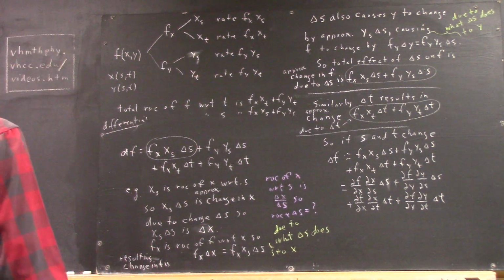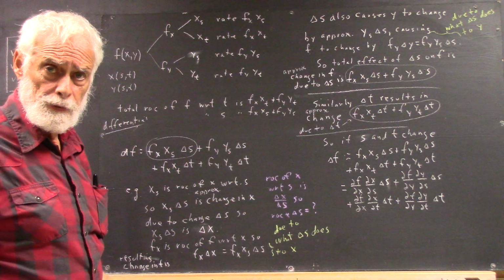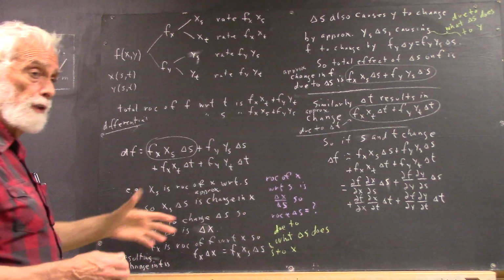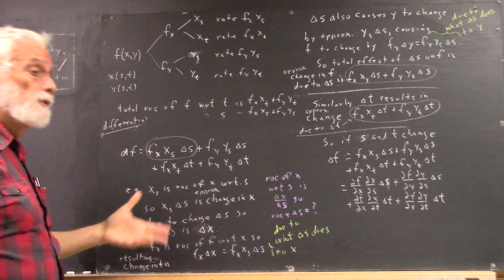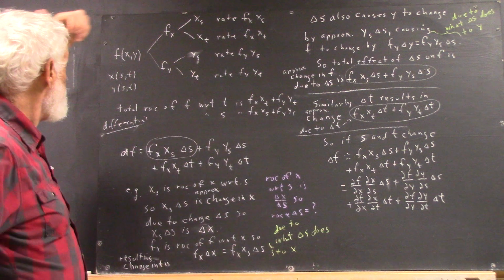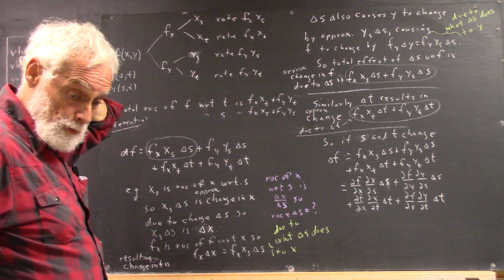Okay, the question came up about these tree diagrams that you see in your text, the OpenStax Calculus 3 text, which is multivariable calculus. Okay, so here's the tree diagram, and let's just explain this.